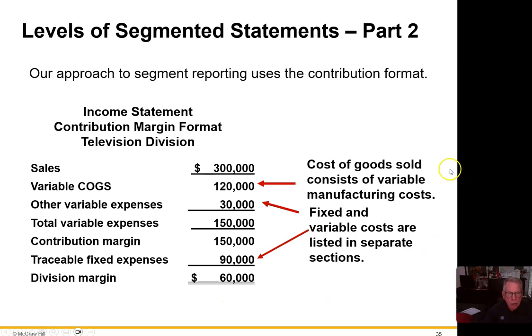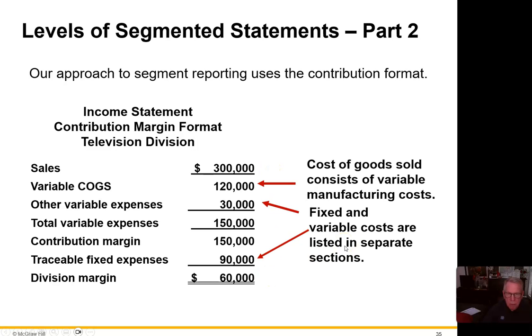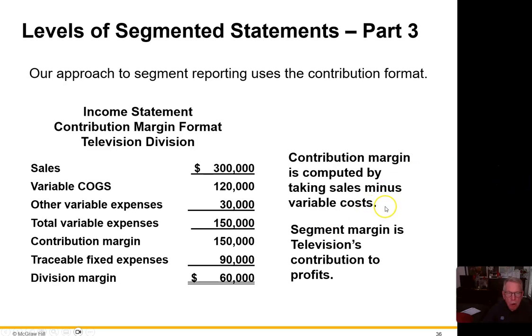So, as you would know, the cost of goods sold consists of variable manufacturing costs, and the fixed and variable costs are listed in separate sections under a contribution margin format. All right, now if I look at this from a different perspective, here, contribution margin is computed by taking our sales minus our variable costs, here, and the segment margin is the television's contribution to profits.